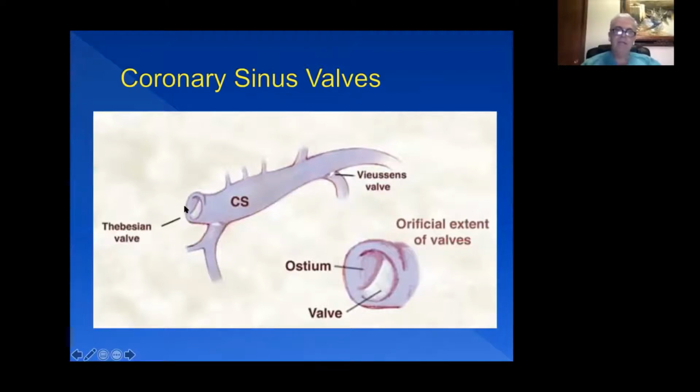At the opening of that vein, we can have a valve. We call it the Thebesian valve. And at the opening of the lateral or posterior lateral vein, we can have another valve. We call it the Vieussens valve. And that valve could also be in the body of the coronary sinus, again at the point of separation, if you will, between what we call the coronary sinus and the great cardiac vein.